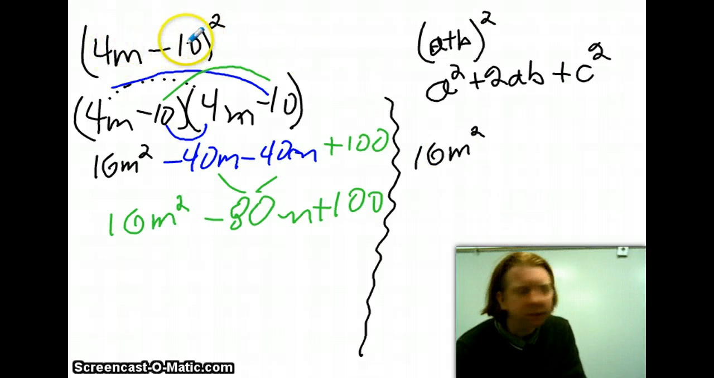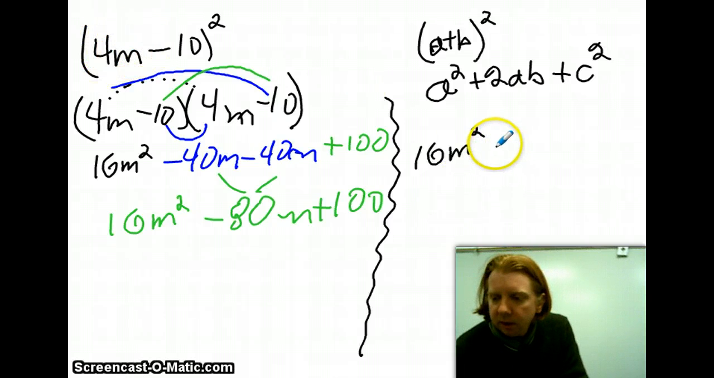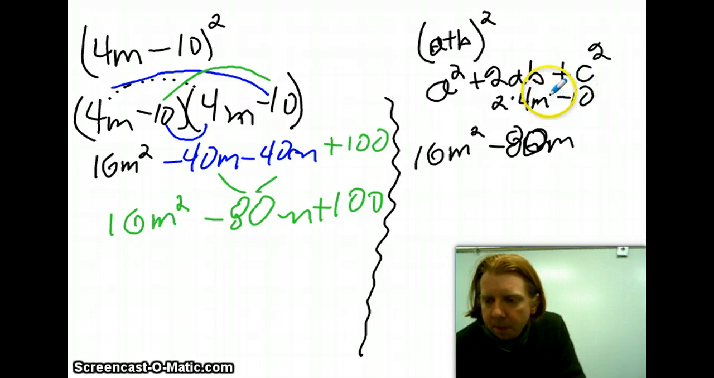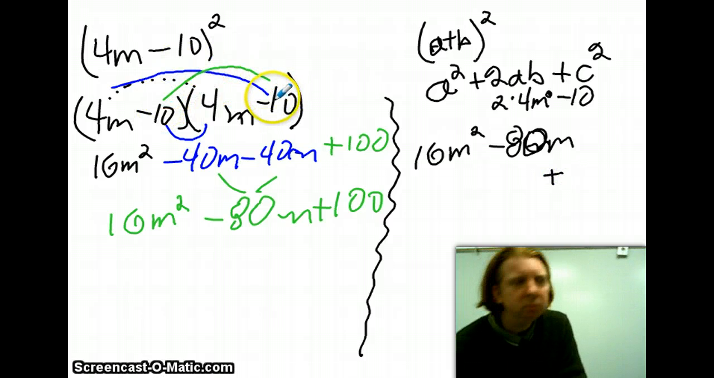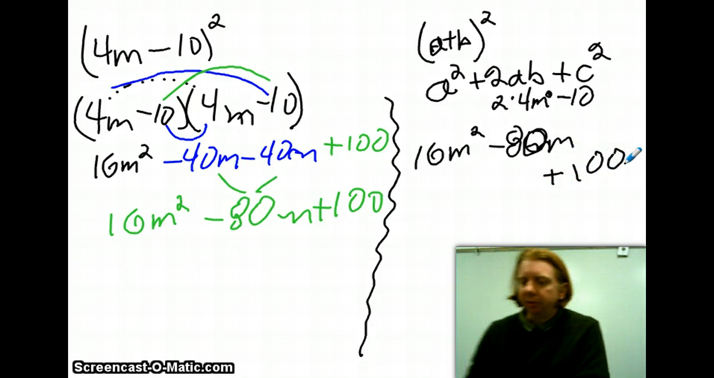Multiply these together. Well, that's going to give me negative 10 times 4 times m times 2. So negative 80m. Oops, there we go, 80m. That's 2 times 4m times a negative 10. And then finally, what's negative 10 times negative 10? Positive 100. And I'm finished.